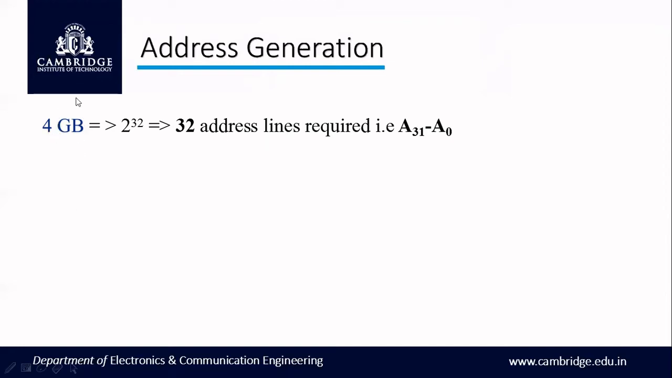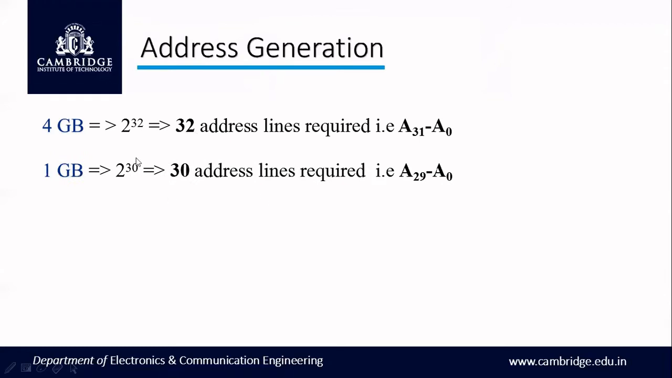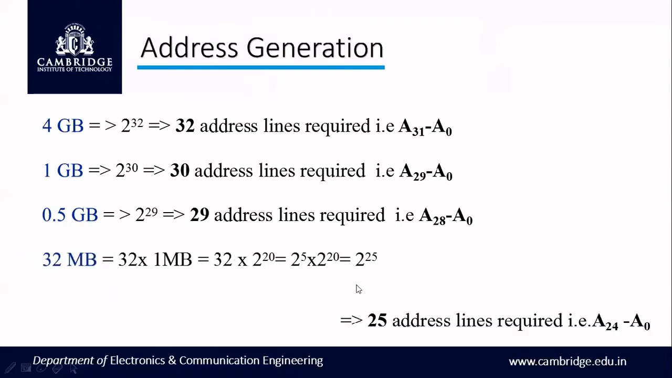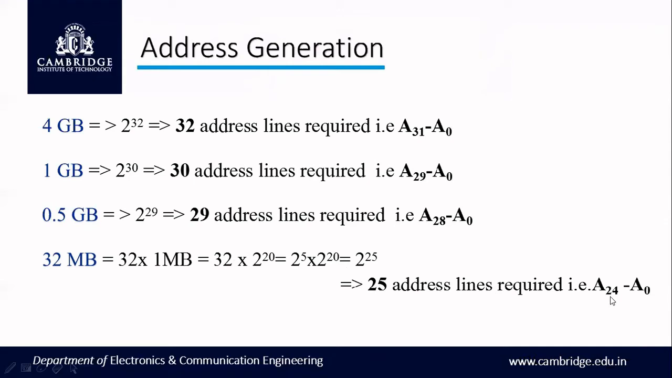If you take 4 GB, it would require 32 address lines, A0 to A31. If you take 1 GB, it requires 30 address lines, A0 to A29. 0.5 GB is 2 to the power of 29, which means it requires 29 address lines, A0 to A28. And 32 MB would require 25 address lines, A0 to A24.